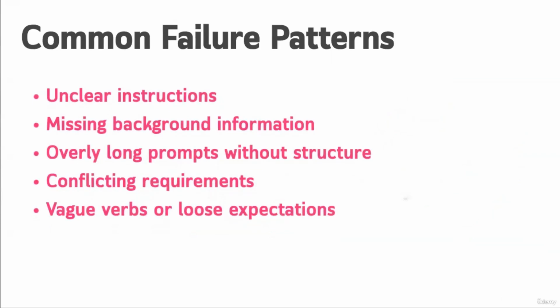Most bad outputs come from a small list of predictable mistakes. One common issue is vague or ambiguous instructions. If your request can be interpreted in several ways, the model will pick one, and it won't always be the one you expect. Another issue is missing context. If the model doesn't have enough information, it fills the gaps with guesses.